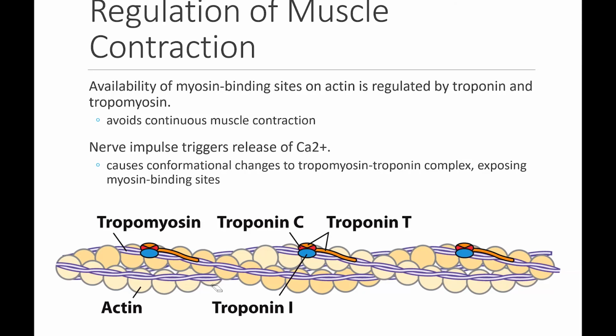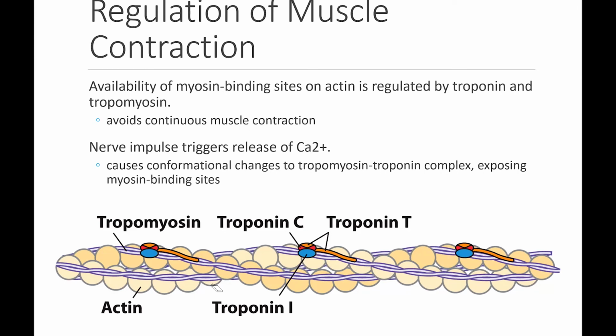The way this is done is through calcium binding. The availability of those myosin binding sites to the actin is regulated by another protein, troponin and tropomyosin. So they're another protein that wraps around the actin filament. The troponin and tropomyosin protein are going to be controlled by binding of calcium.